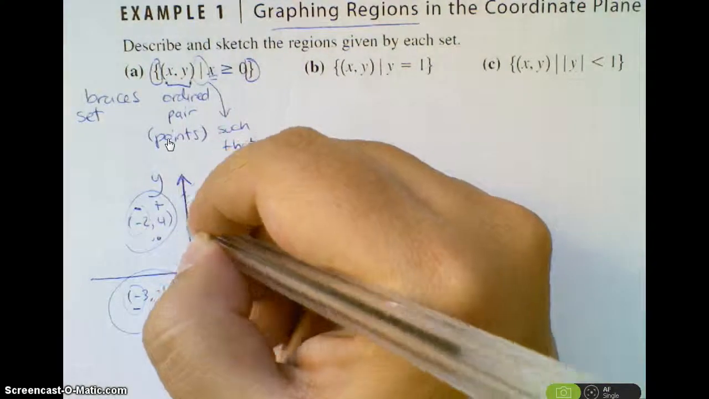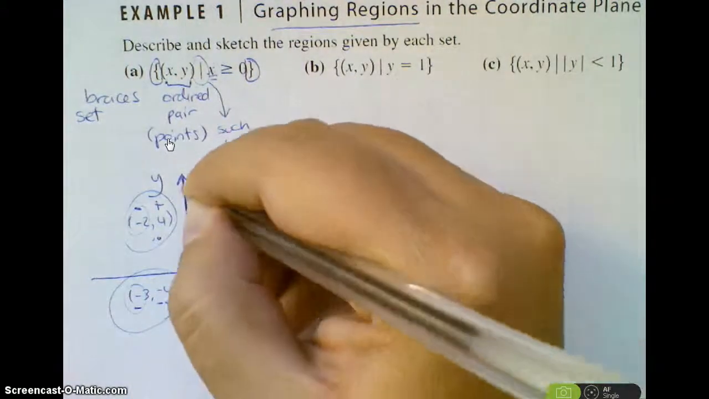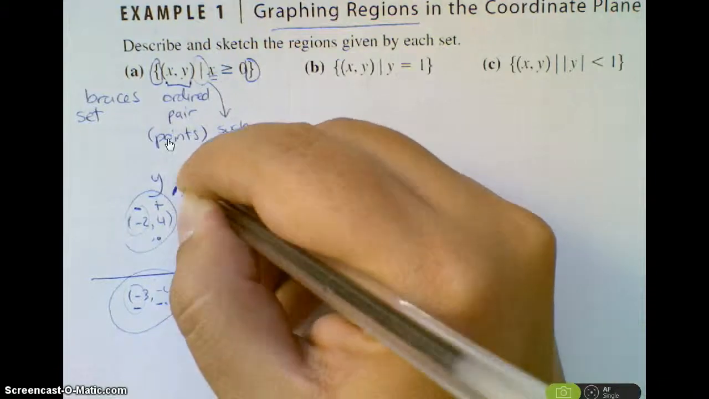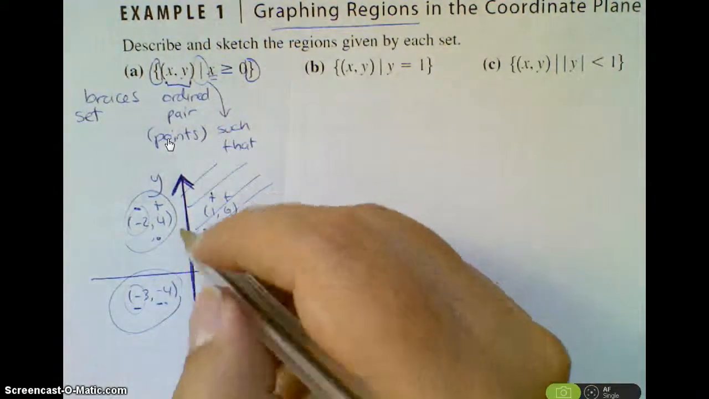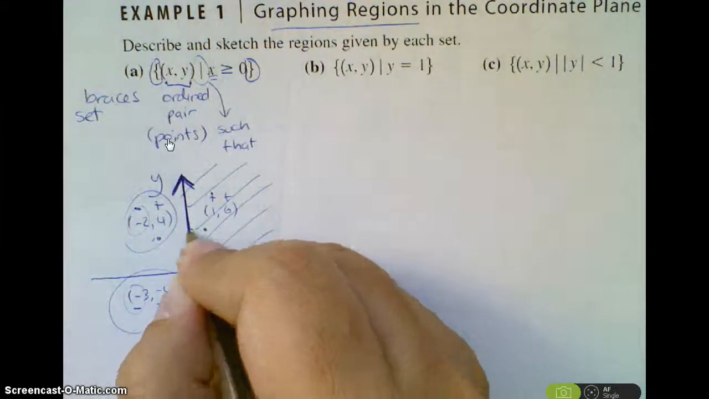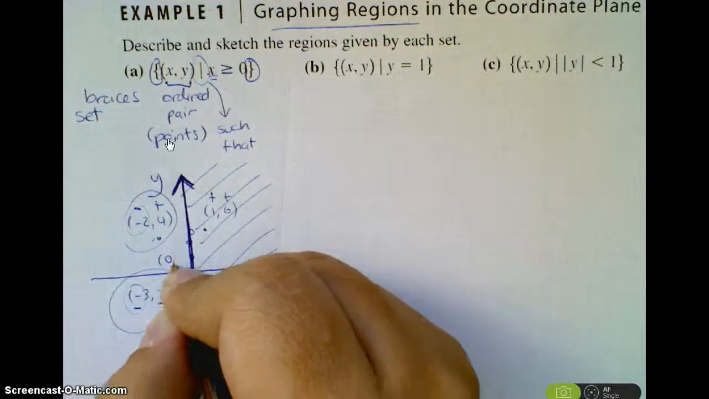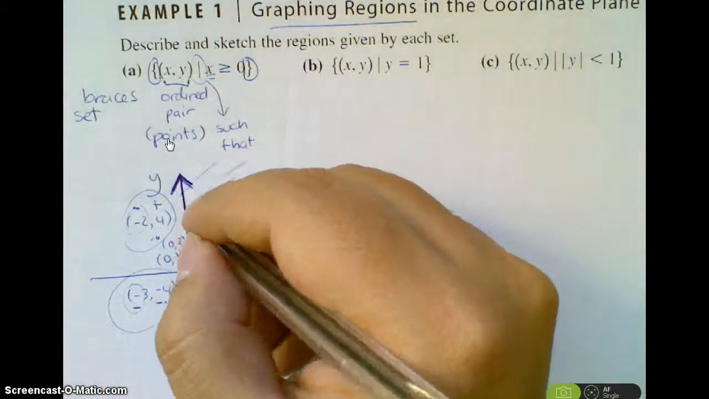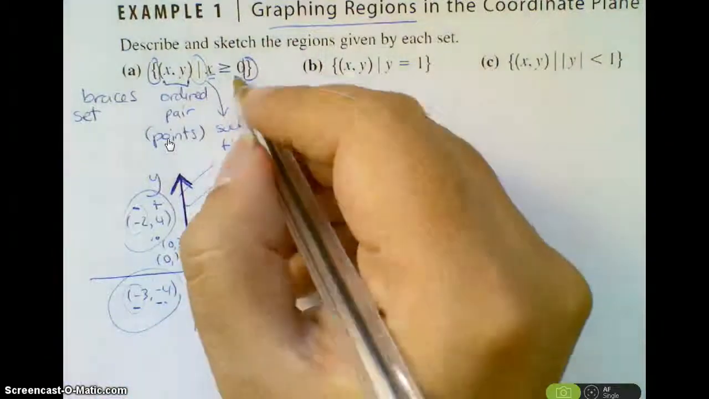And then x can also be 0, so you are including all the points on the y-axis, because points on the y-axis have x equal to 0. This could be 0, 1, this could be 0, 2, and so on. So all the points on the y-axis have x-coordinate 0.